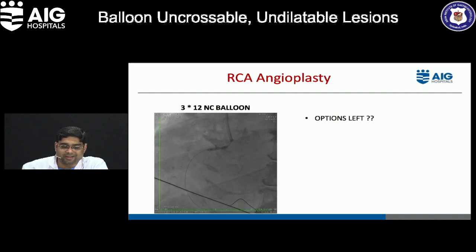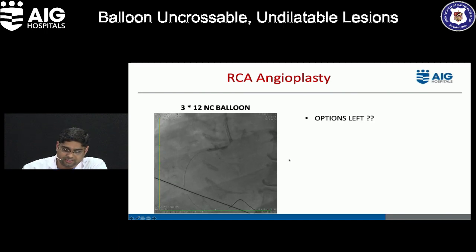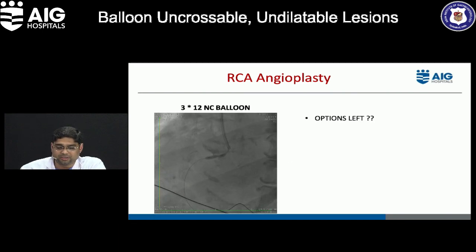Then we again tried 1:1 dilatation with a 3 x 12 non-compliant balloon at this point, but even here you can see a tight waist and dog boning. Even this did not yield the lesion. So at this point, what are our options left?